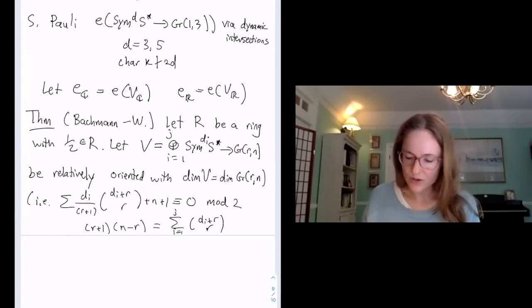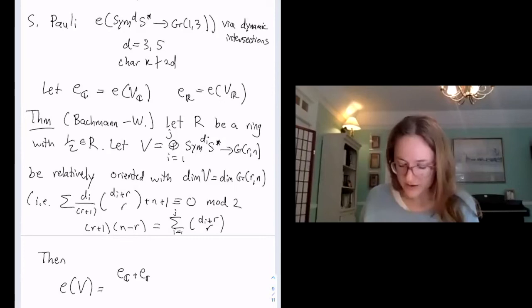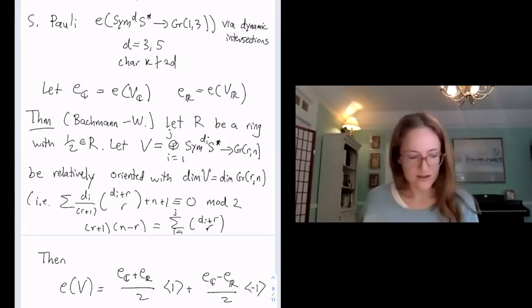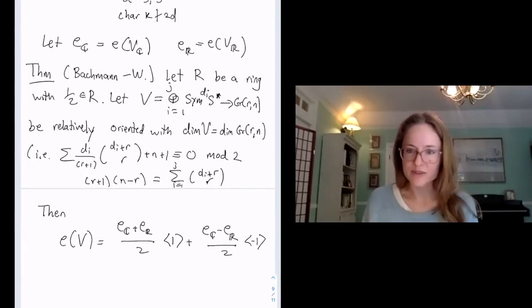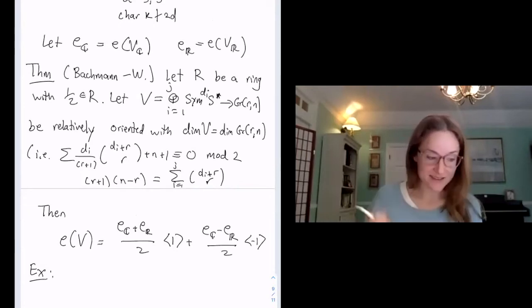And so then these vector bundles that we were interested in, the Euler number is (EC plus ER)/2 times 1 plus (EC minus ER)/2 times negative 1. And for example, we can get an enriched count of 3 planes on a generic 7-dimensional cubic hypersurface.